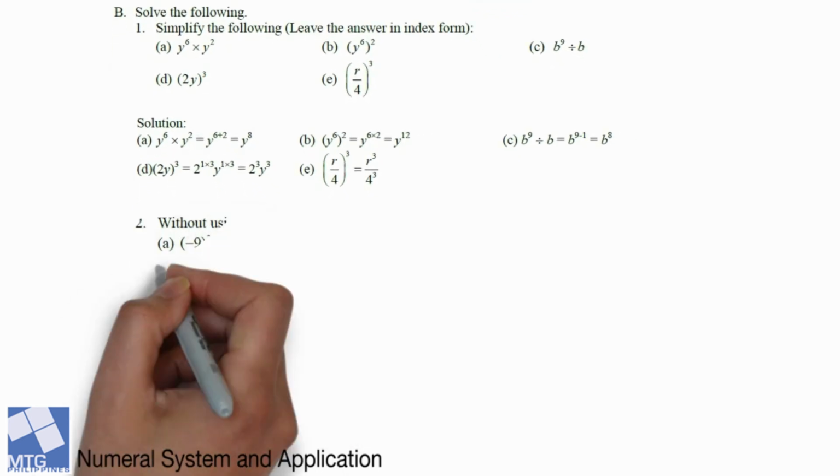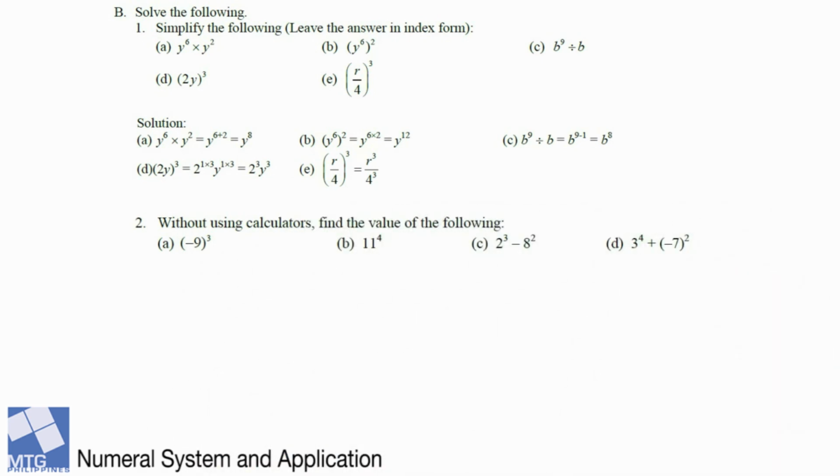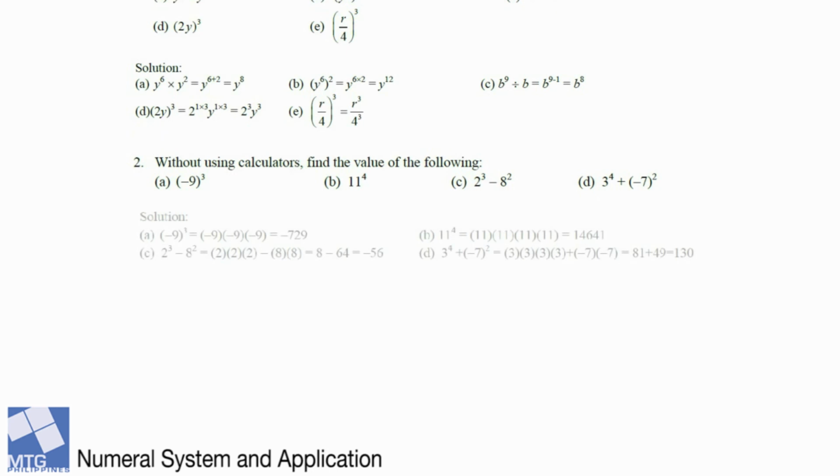Without using calculators, find the value of the following. A. The cube of negative 9. This means negative 9 times negative 9 times negative 9. This is equal to negative 729. Part B. The fourth power of 11. This is equal to 11 times 11 times 11 times 11. Now when we simplify this one, this is 14,641.